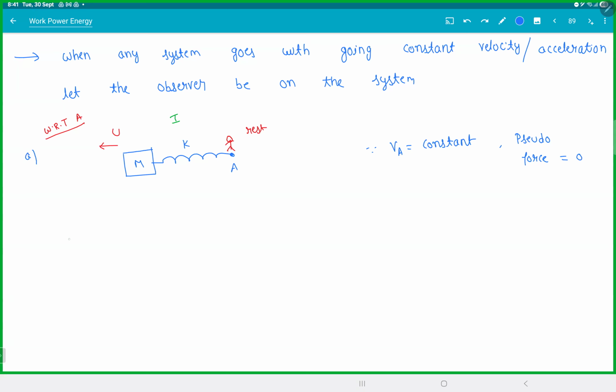So this will be block M. This is point A. Remember, A is still at rest.